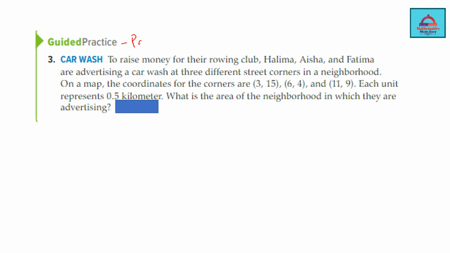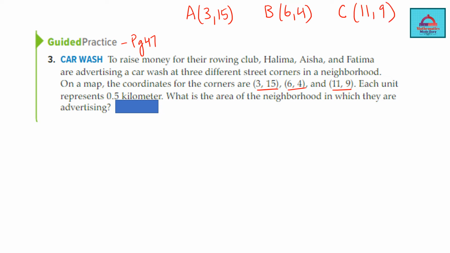Okay, so this question I'm taking again from page 47. It's an unsolved guided practice question, and let's check your understanding by solving this question together. So 3 coordinates are given. Let's write them in the ABC triangle form. 3, 15, 6, 4, 11, 9. Okay, so these are the 3 points. We first need to find the area of the neighborhood which is made by these 3 points. That means we need to find the area of a triangle.